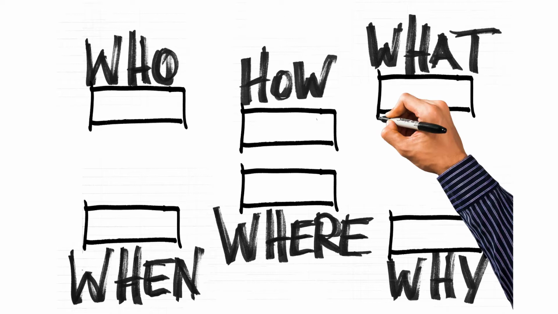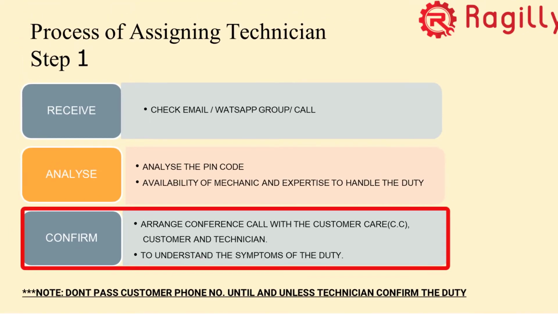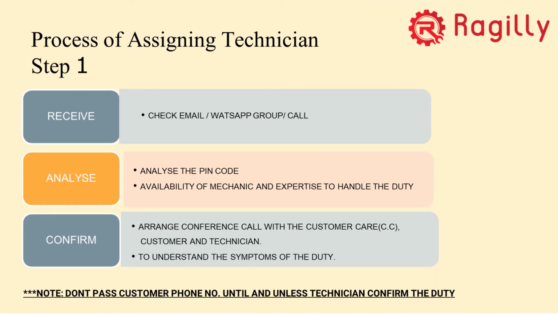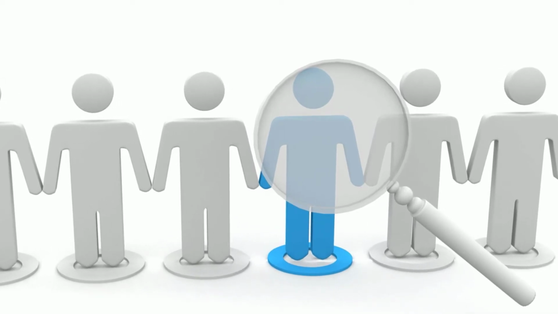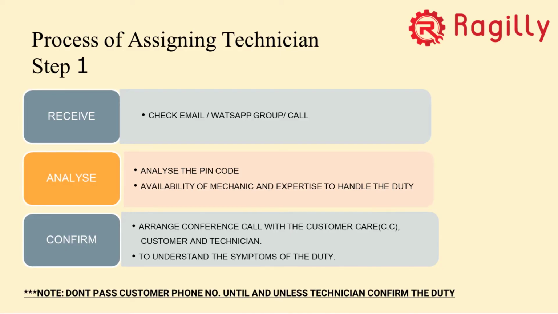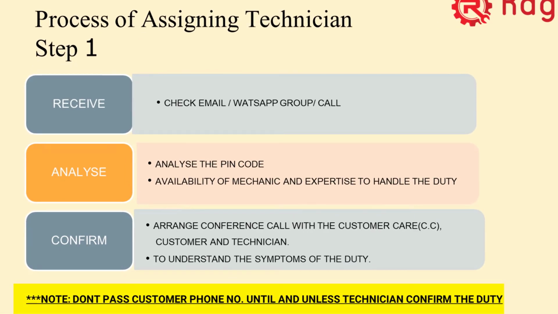Once this confirmation is done, only then do you go ahead and pass on the duties to the mechanics in the app. The customer care will also help in assigning these duties as per the confirmation received from you, right? Make sure there is a note: do not pass the customer phone number unless there is confirmation received from the mechanic, right?